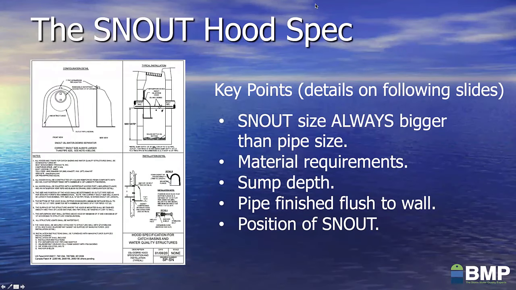The snout hood specification. Key points are the snout size is always going to be bigger than the nominal pipe size. The specification also lists the material requirements of the snout, the sump depth. It lists that the pipe should be finished flush to the structural wall, and it mentions the position of the snout. It also provides installation details and other important information.